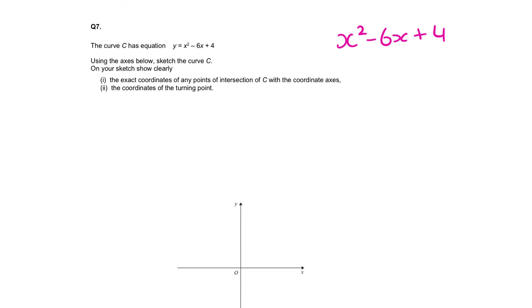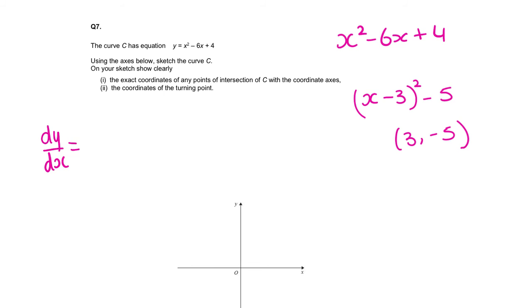Now we can do this two ways. We know that we can complete the square, so we're going to have x minus 3 squared minus 9 plus 4, which is minus 5. Okay, so I know my turning point is (3, minus 5). Or we could differentiate, which is why this is in the differentiation section.